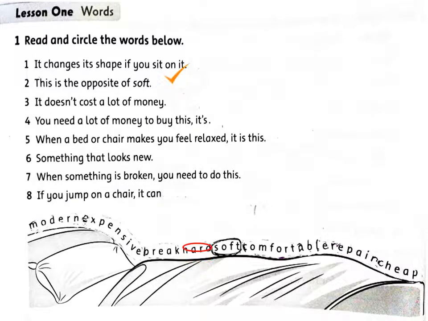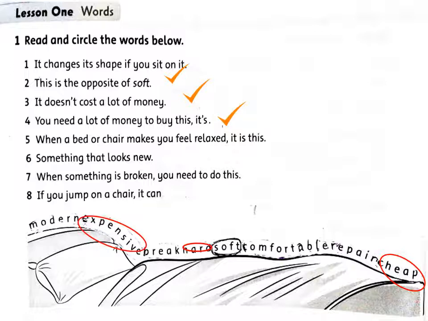Good. Now move on to number 3. It doesn't cost a lot of money. It means less money. So it's cheap. Good. Nice. Look at number 4. You need a lot of money to buy this. If you buy something and you have to pay less money for it, it means cheap. So the opposite of cheap is expensive.